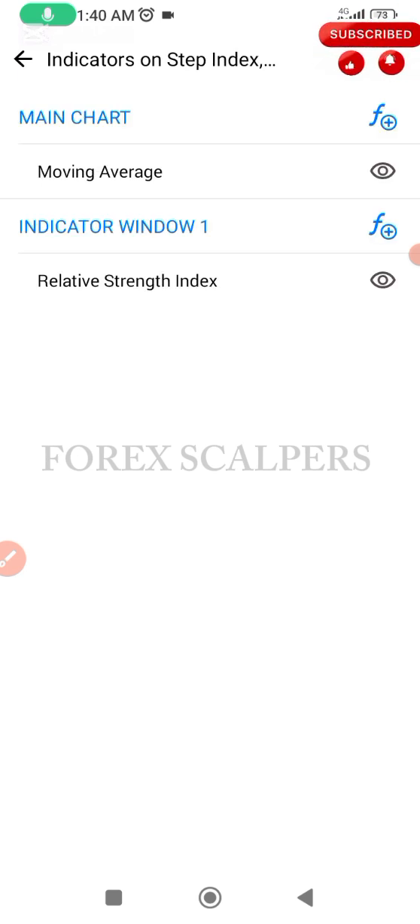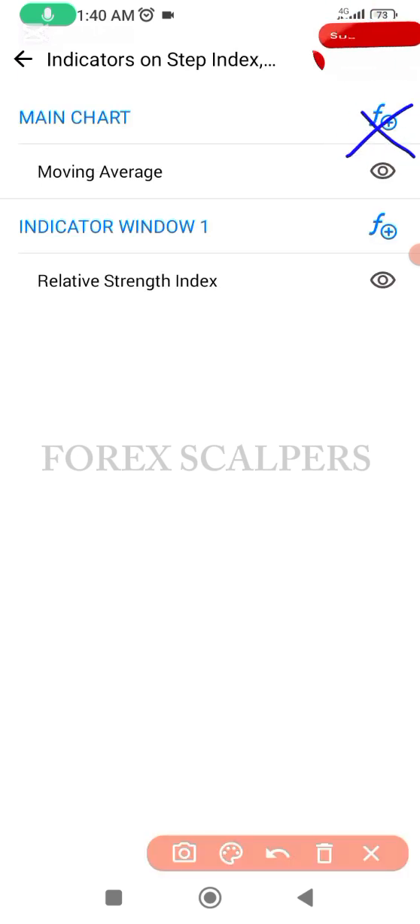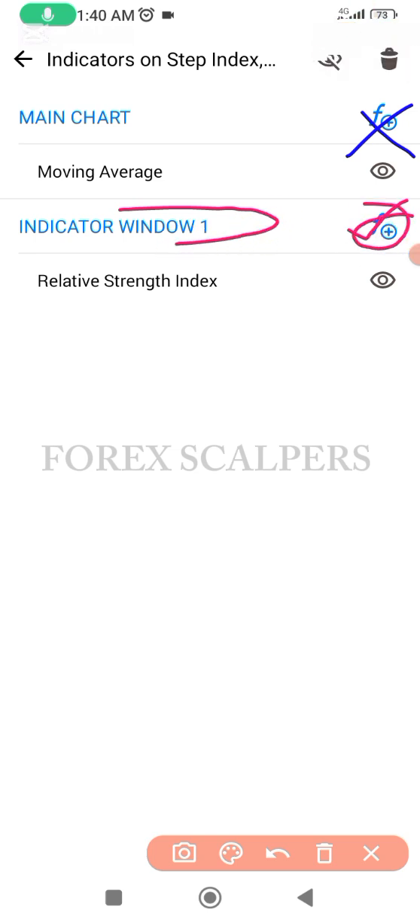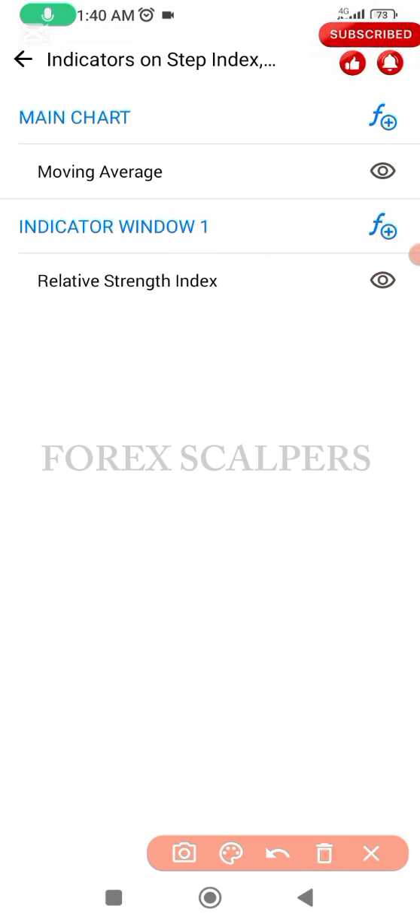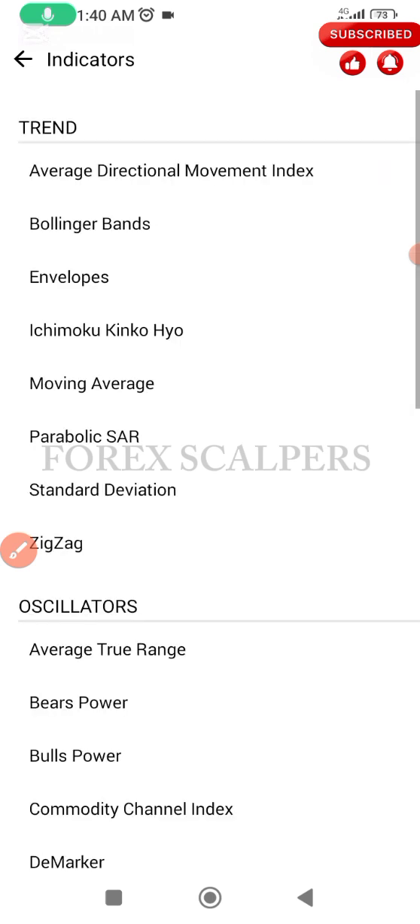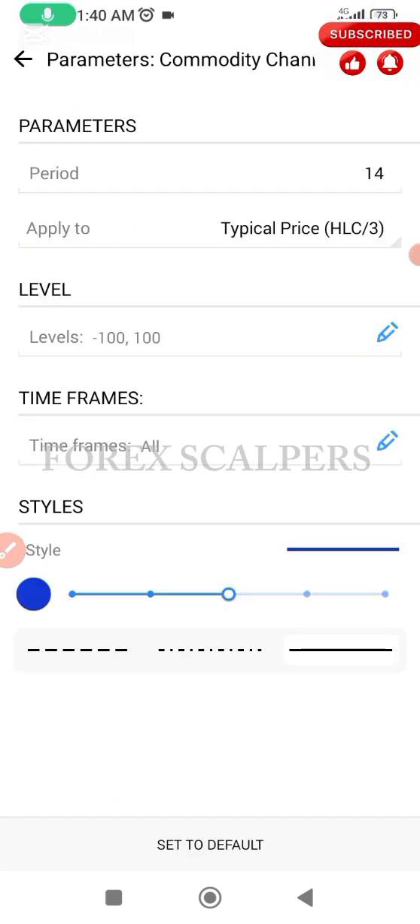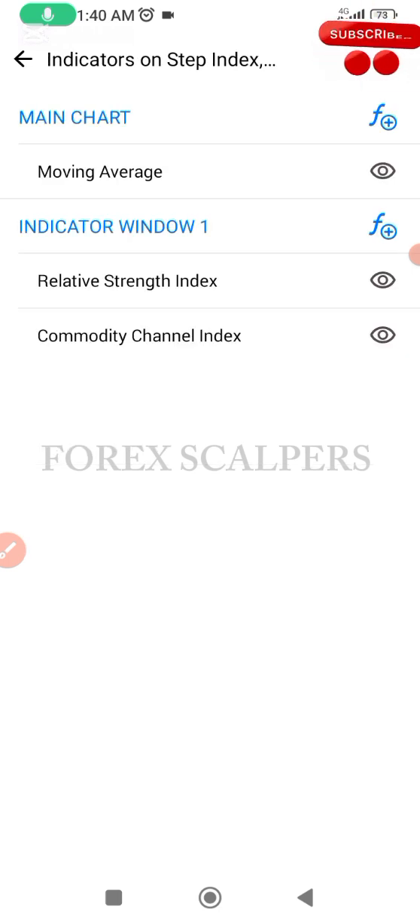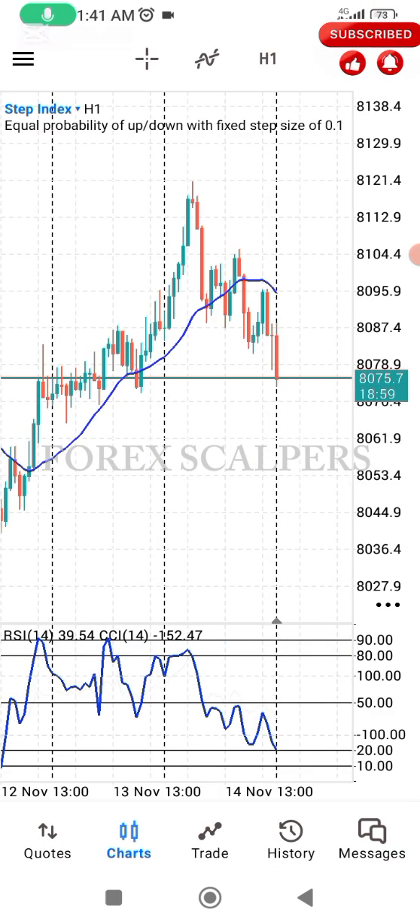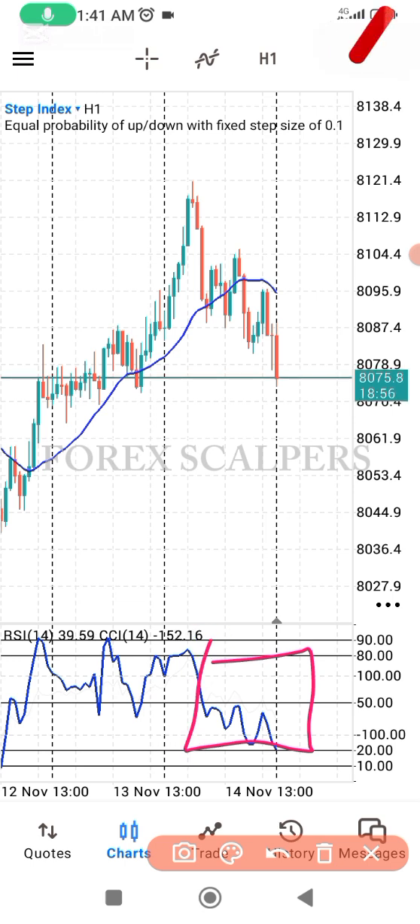If I have done that, for me to add my CCI, I am not going to click on this again. I will only be clicking on this plus in place of indicator window 1. This is what I'll be clicking, not this. So I'll click on this and then I will move to my Commodity Channel Index, tap on it and then save. So you now see that these two indicators are on the same window, not two separate indicators.